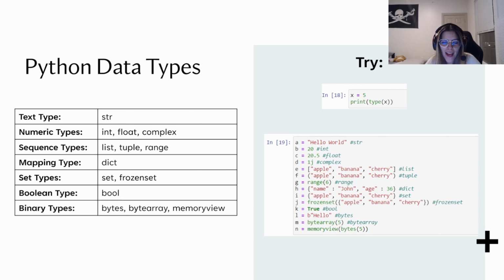Let's talk about Python data types. There are different ways to store our variables depending on what we're going to be working with. For example, we can use a string, which is going to be useful for text.